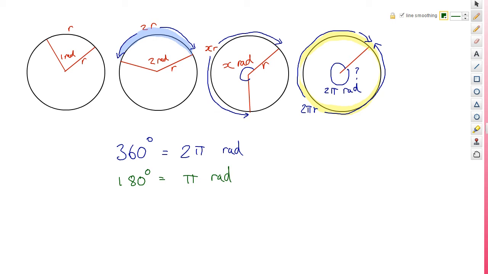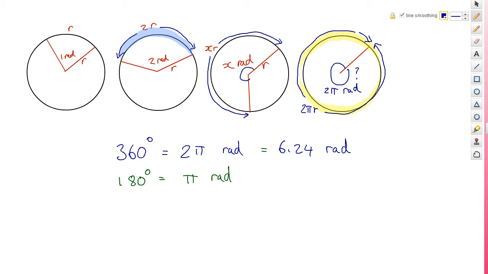What is 2 pi? I mean, 2 times pi, if you put that in your calculator, well, it's approximately 6.28, 2 times 3.14 radians. But it's more exact to keep it written as 2 pi, which is why people tend to write it like that.